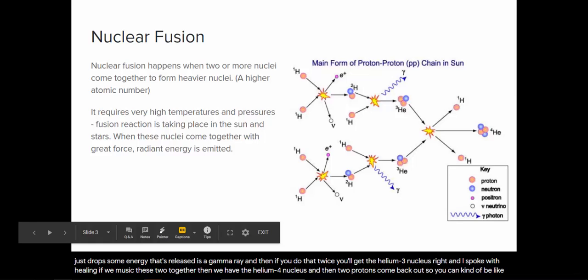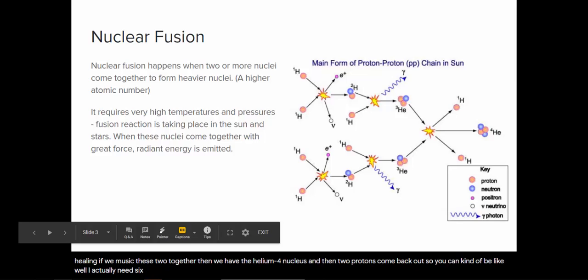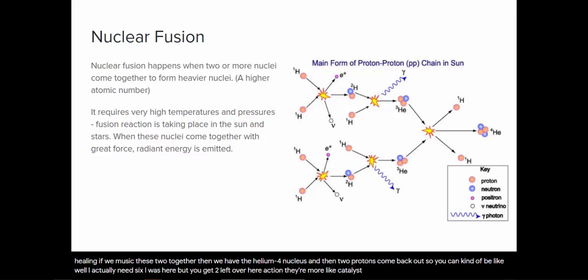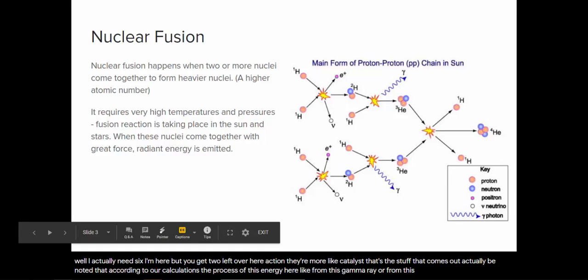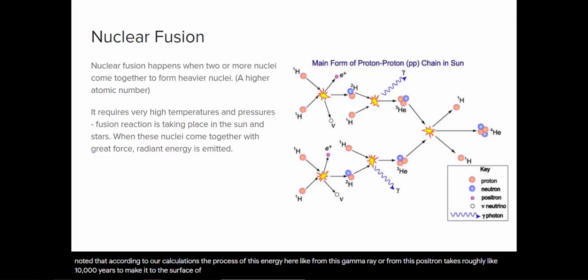So you can kind of be like, well, I actually need 6 hydrogen atoms or 6 protons here, but you get 2 left over in your reaction. They're more like catalysts. And so that's the stuff that comes out. Now, it should be noted that according to our calculations, the process of this energy here, like from this gamma ray or from this positron, takes roughly like 10,000 years to make it to the surface of the sun, whereas neutrinos pretty much just come straight out at the speed of light.